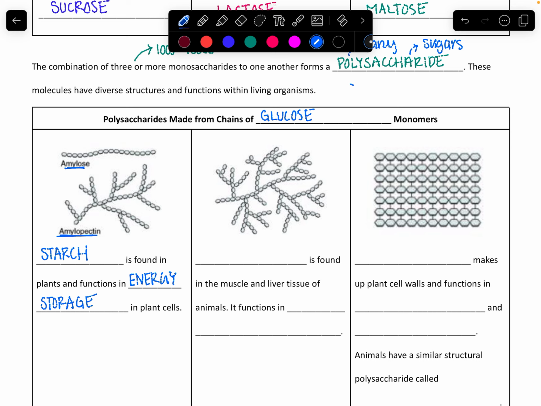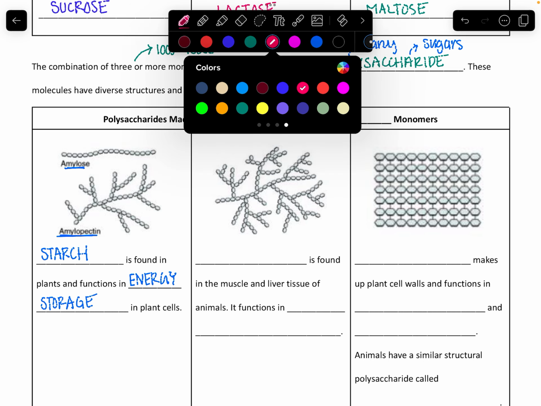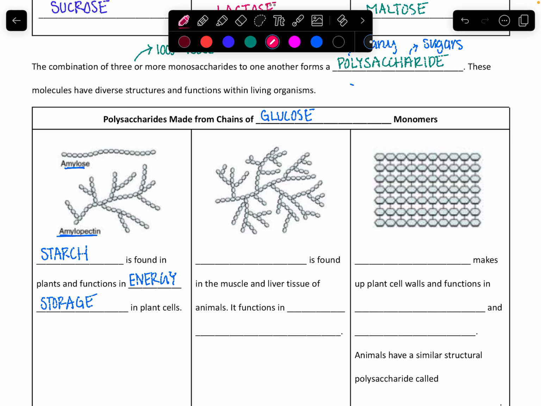Okay. The next type of polysaccharide that we see that is made up of a whole bunch of glucose is going to be glycogen. And glycogen is what we find in our bodies, okay? So it is our storage form of carbohydrate that we actually find in our muscle and our liver tissue. It's going to function for us as really short-term energy storage.